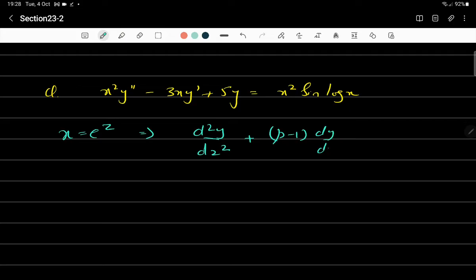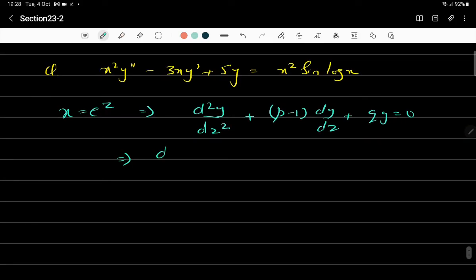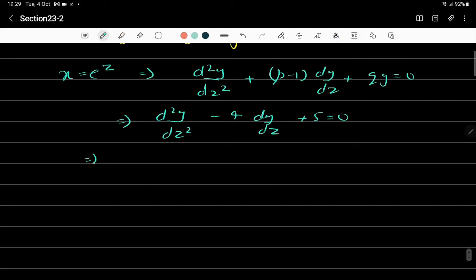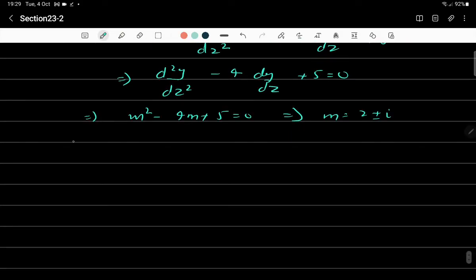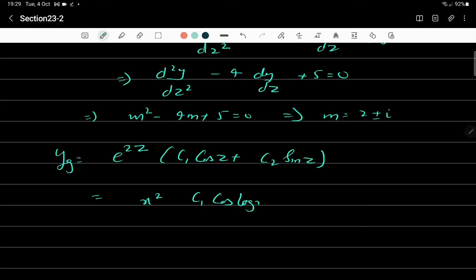So D squared plus (p minus 1) dy by dz plus qy is equal to 0. P is minus 3, q is 5. So this becomes d2y by dz square minus 4 dy by dz plus 5y is equal to 0. So the auxiliary equation is m square minus 4m plus 5 is equal to 0. That gives you m is equal to 2 plus minus i. So yg is e raised to the power 2z (c1 cos z plus c2 sin z). Z is equal to log x, so it becomes x square (c1 cos log x plus c2 sin log x).